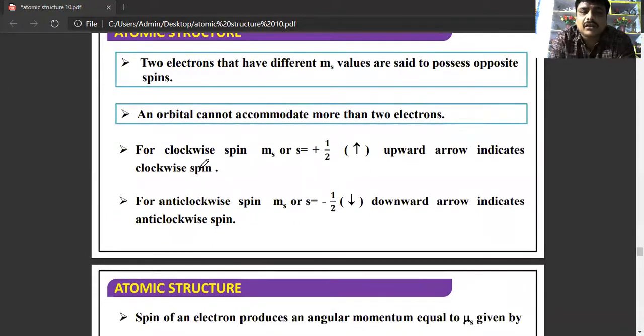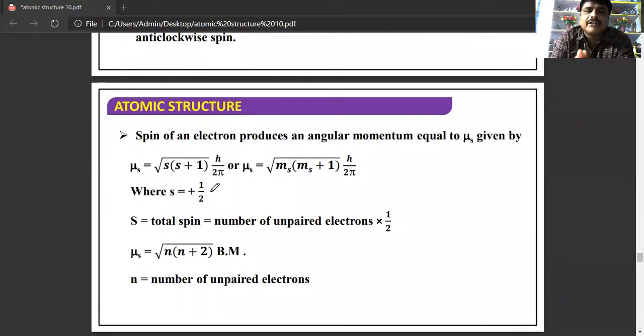The two electrons that have different spin quantum number values are said to possess opposite spins. We know that any orbital cannot accommodate more than 2 electrons. For clockwise direction, the spin is equal to plus half. The upward arrow indicates clockwise spin. For anti-clockwise, S is equal to minus half. The downward arrow indicates anti-clockwise spin.